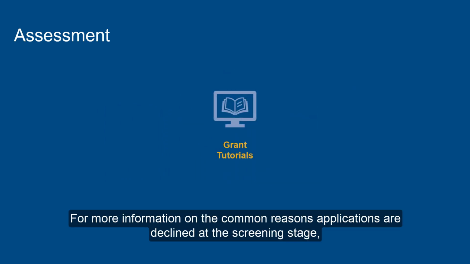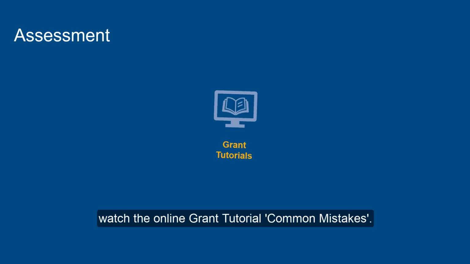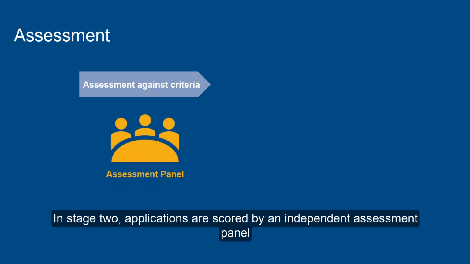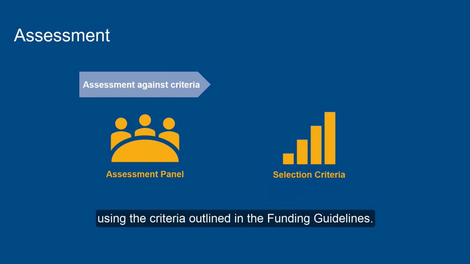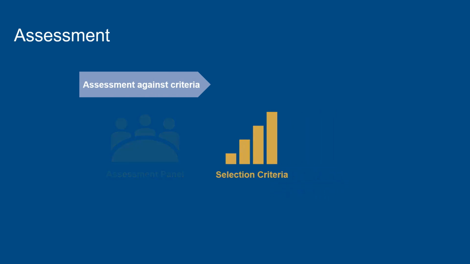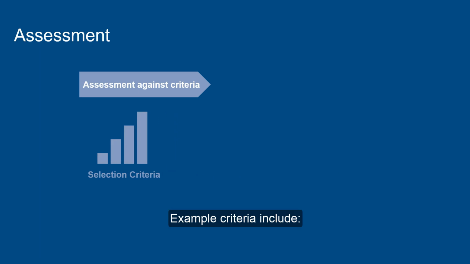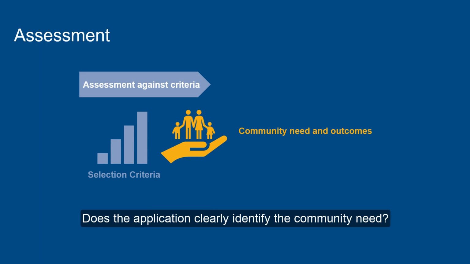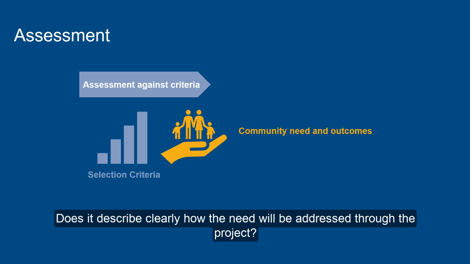For more information on the common reasons applications are declined at the screening stage, watch the online grant tutorial, Common Mistakes. In Stage 2, applications are scored by an independent assessment panel using the criteria outlined in the funding guidelines. Example criteria include community need and outcomes. Does the application clearly identify the community need? And does it describe clearly how the need will be addressed through the project?